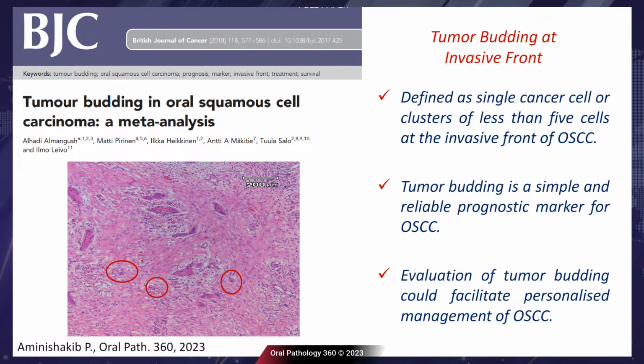Tumor budding at the invasive front is defined as single cancer cells or clusters of less than 5 cells at the invasive front of oral squamous cell carcinoma. Tumor budding is a simple and reliable prognostic marker for oral squamous cell carcinoma, and it seems that evaluation of tumor budding could facilitate personalized management of OSCC. It is not included in the CAP template so far, but I think it will be included in the template very soon.